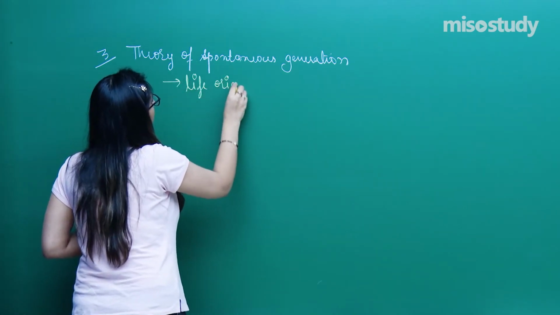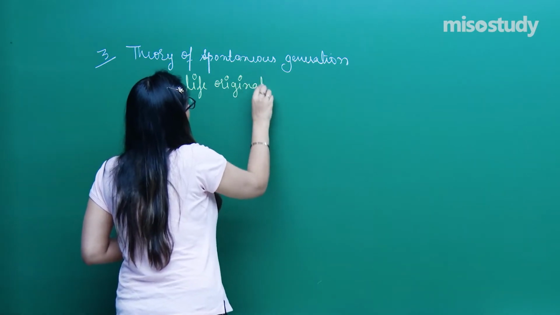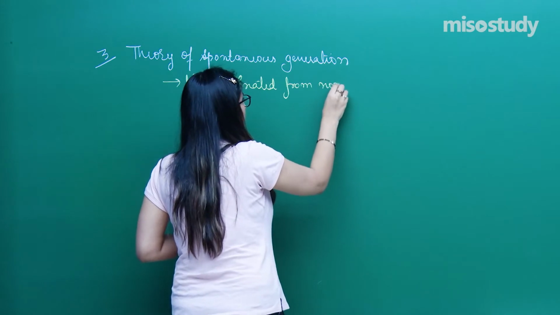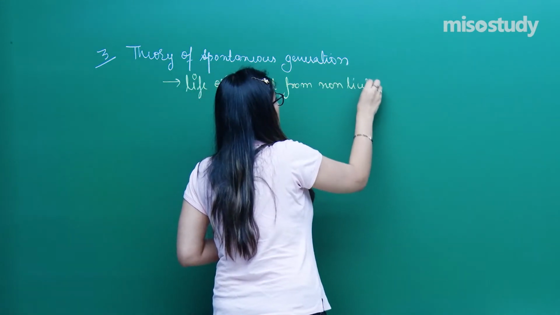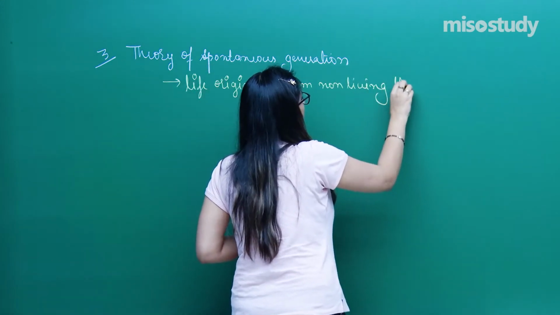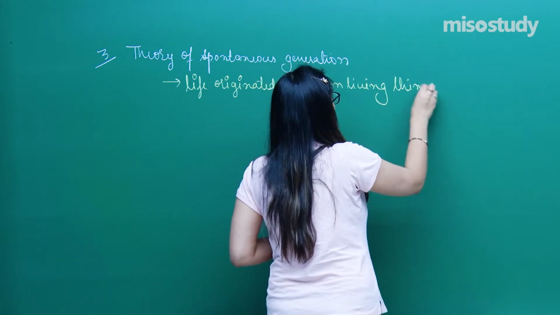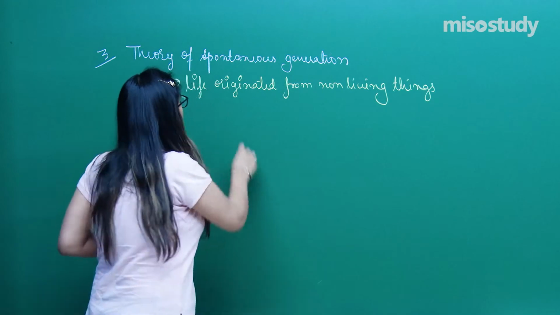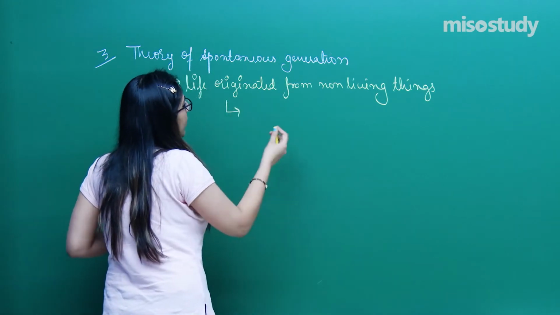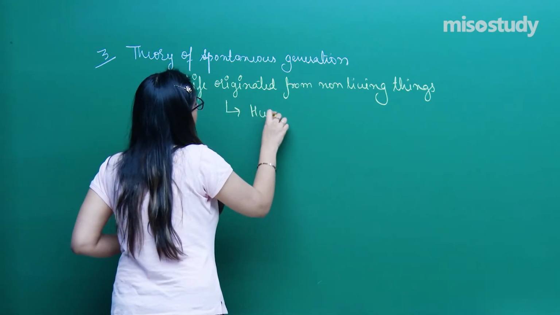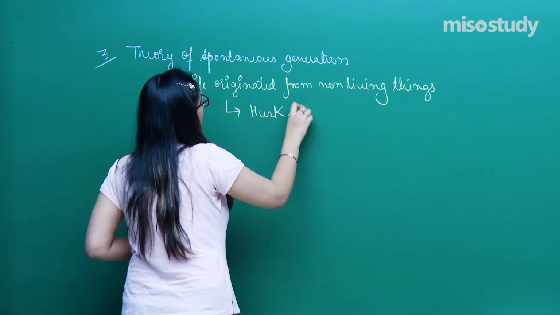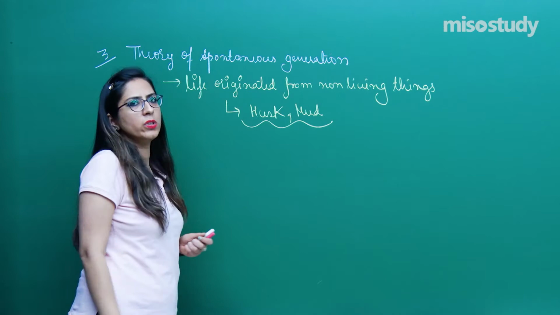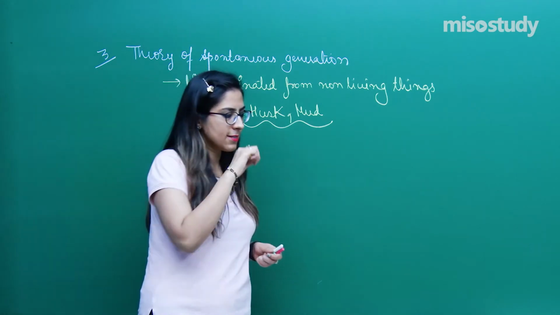Life originated from non-living things. In this theory, the idea was that life originated from husk, life originated from mud, and likewise, this theory was sort of unrealistic. So this was the theory of spontaneous generation.